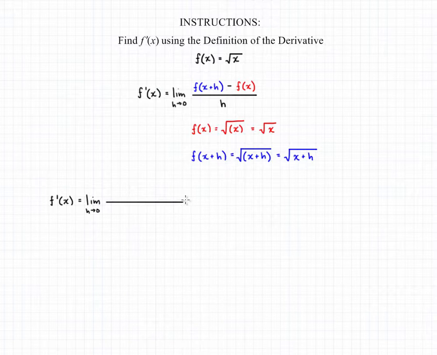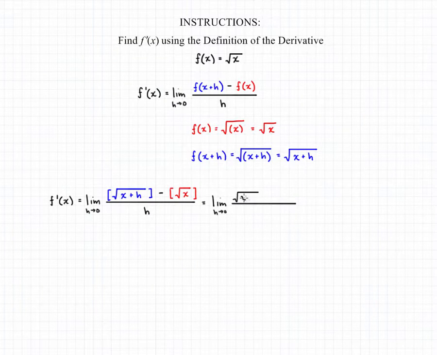So in the numerator, f of x plus h is going to be replaced by the square root of x plus h. And then we're going to subtract from that f of x, which we're replacing with the square root of x. And this is all going to be over h. Now it's important that we plug everything in parentheses or brackets so that we don't forget to distribute that negative all the way through. So in our numerator, that's going to leave us with the square root of x plus h minus the square root of x, and we'll have h in the denominator.